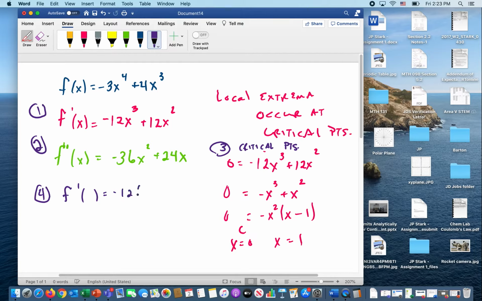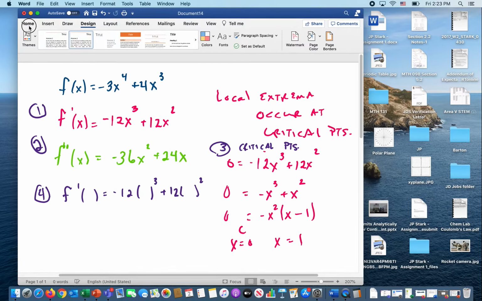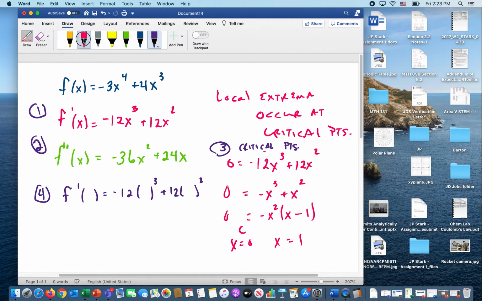So negative 12 times something to the third plus 12 times something squared. And the values that I'm plugging in are going to be 0 and 1. So I'm going to come down here and do this twice, and the reason I'm doing this twice again is because I have 2 critical values. I think I put a 1 right there and I should have put a 0. Sometimes my pen doesn't write what my head is saying. So we have 1 here, 1, and 1. Okay, so I've plugged in 0 and I've plugged in 1.